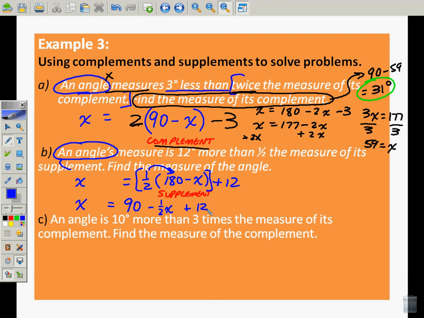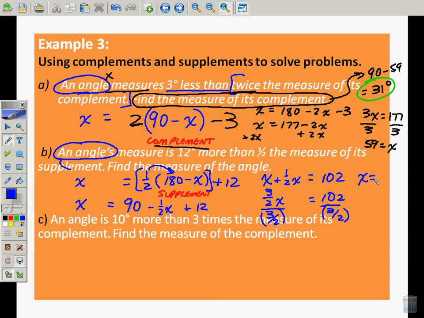So what I'm going to do is combine like terms. X plus 1/2 x is equal to 102, which is 90 plus 12. So 3 over 2 x is equal to 102. And so I'm going to divide by 3 over 2. Make sure you're keeping it in parentheses. Divide by 3 over 2 on both sides. So x is going to be equal to 70.